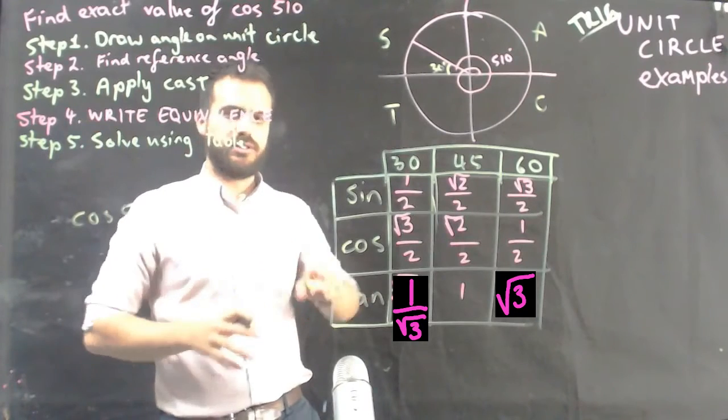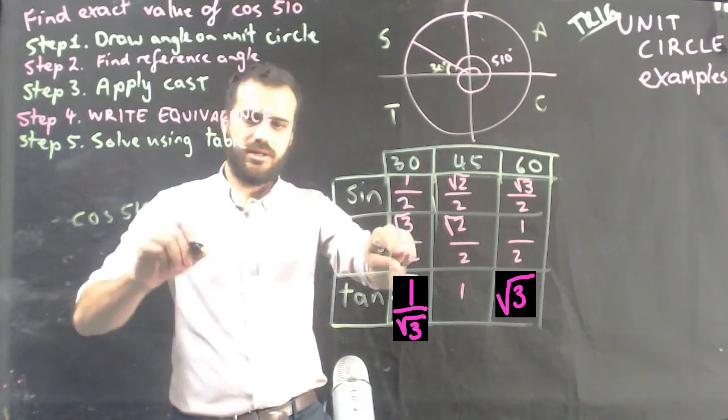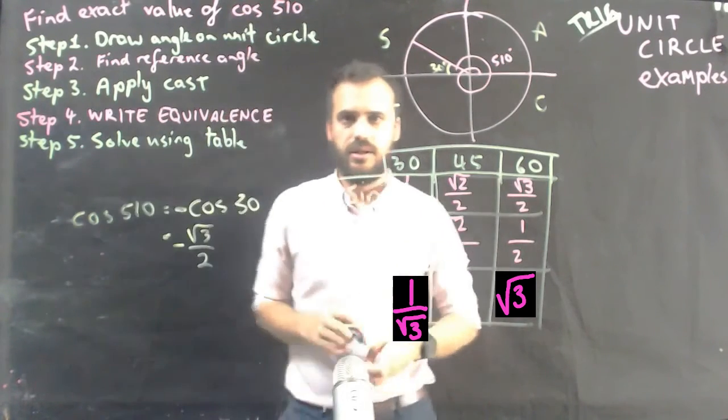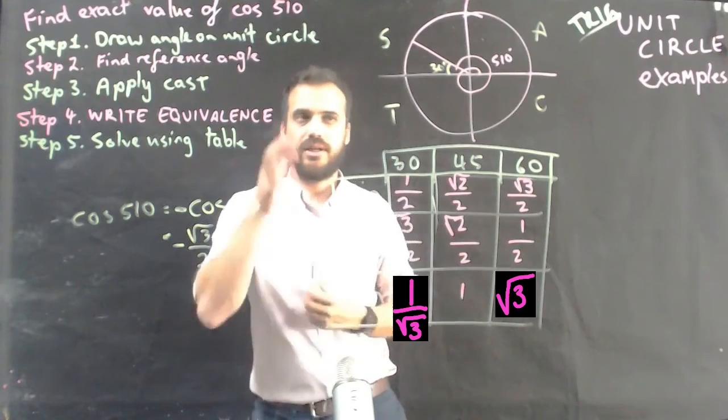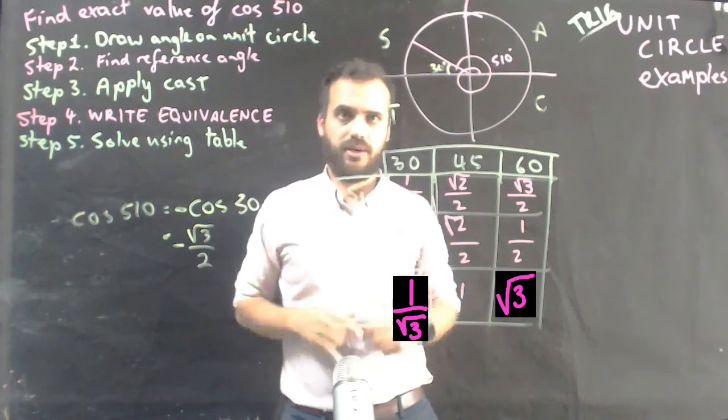Finally, solve using the table. Negative cos 30. Cos 30 is root 3 on 2, but it's negative. Okay, that's using the unit circle. If you follow those 5 steps, you can get them done real fast.